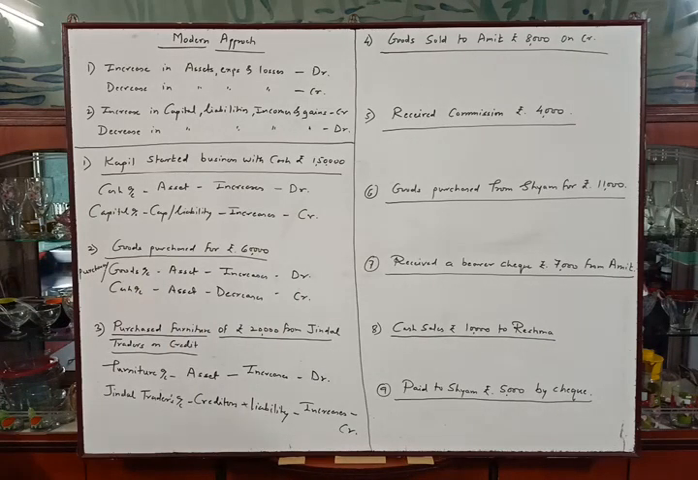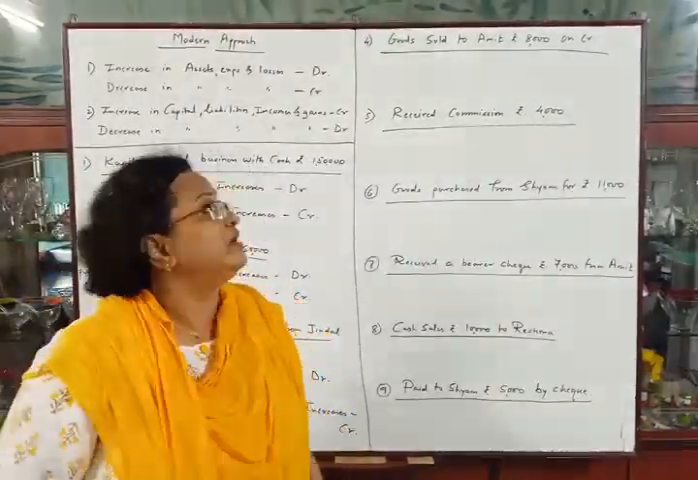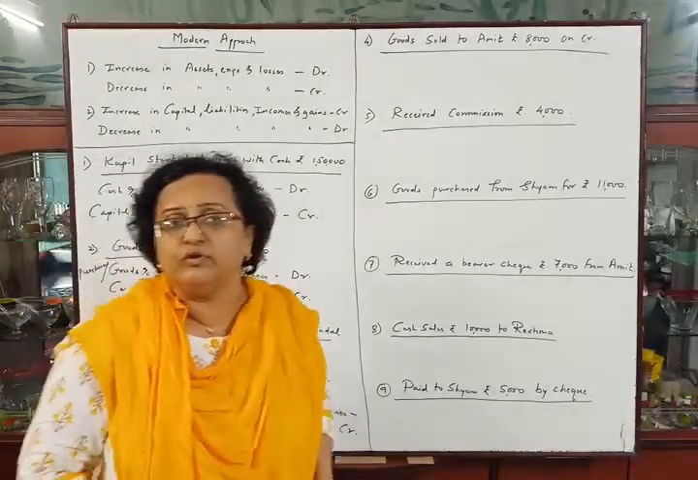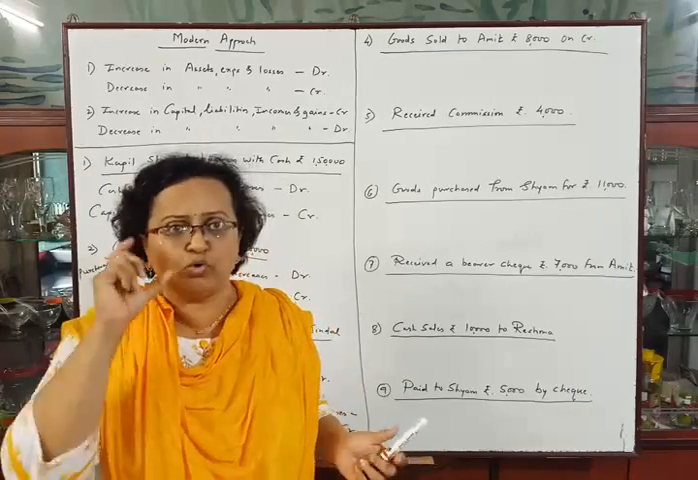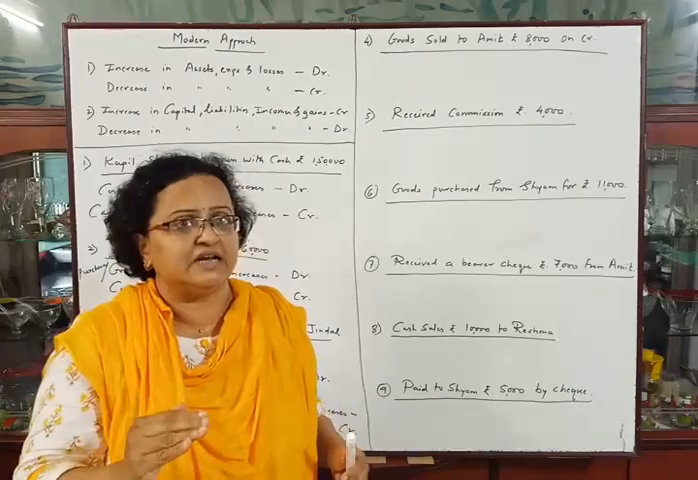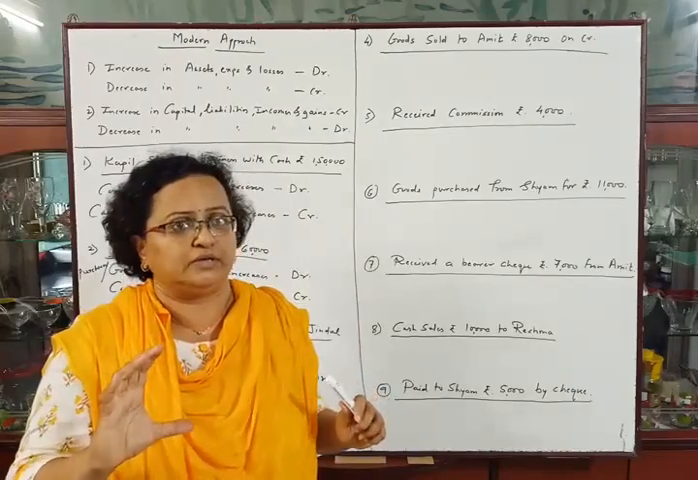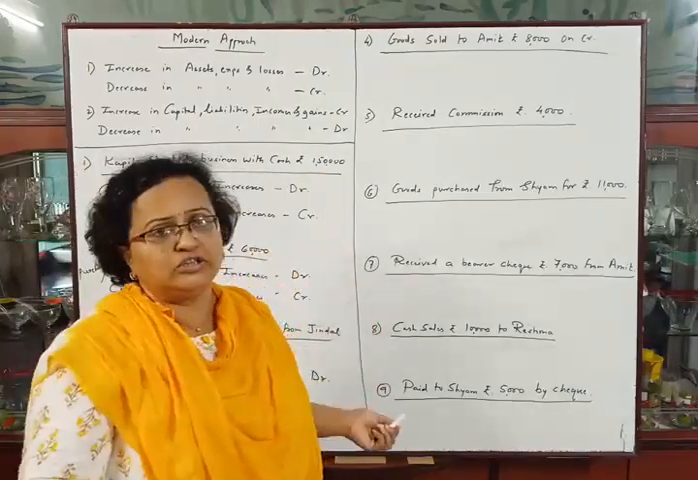Goods sold to Amit rupees 8,000 on credit. Okay. Goods sold to Amit rupees 8,000 on credit. From tomorrow onwards we will use purchases account and sales account for goods account. But for initial understanding I am using goods account here. Okay. Now goods sold to Amit rupees 8,000 on credit.